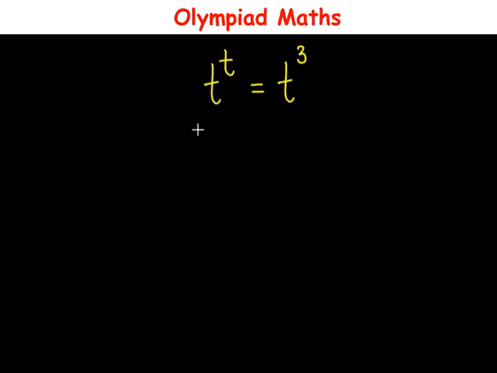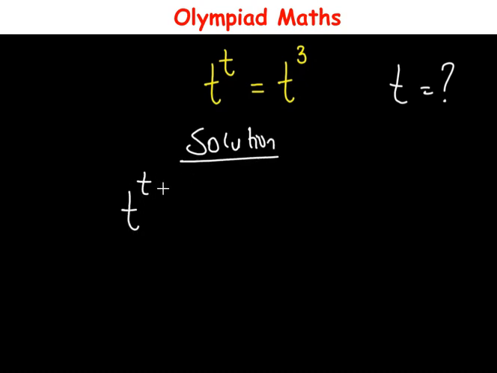Hello everyone, in this video let us solve this question. We have t raised to power t is equal to t raised to power 3, and here we have to solve for the value of t. So t is the unknown we have to solve for. To do this solution, we have t raised to power t is equal to t raised to power 3.